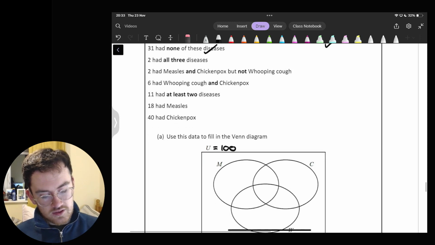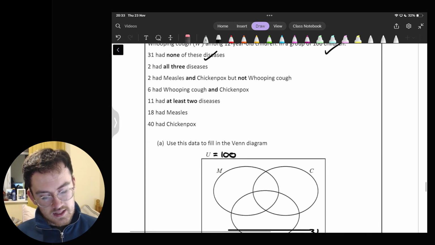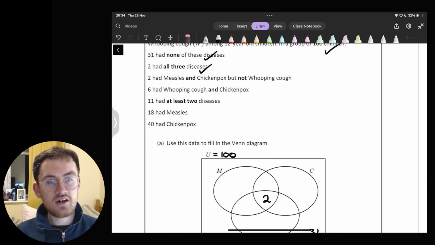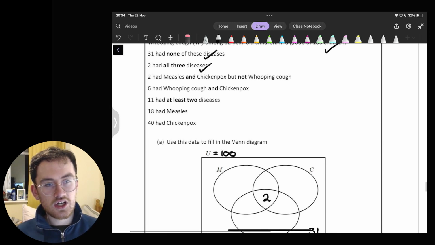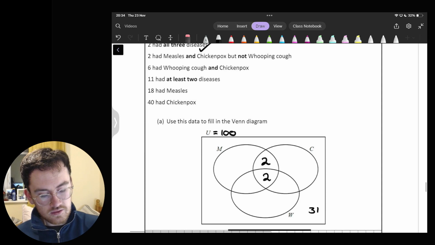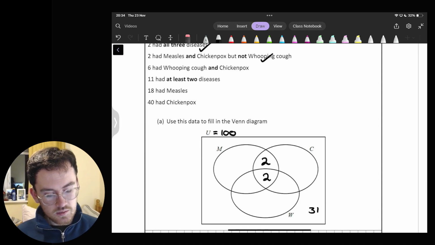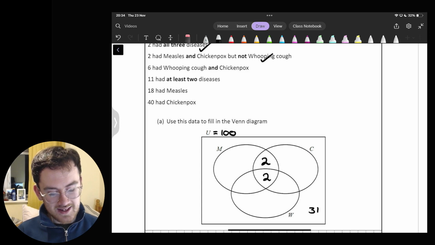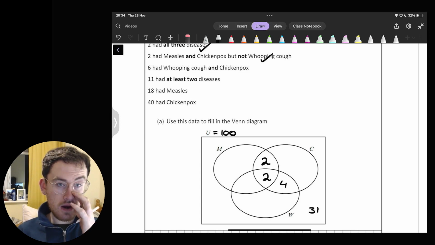31 had none of the diseases, so that's going to be on the outside. 2 had all three, so that's going to be here. 2 had measles and chickenpox, but not whooping cough. 6 had whooping cough and chickenpox. We've already included 2, so that's going to put 4 there.